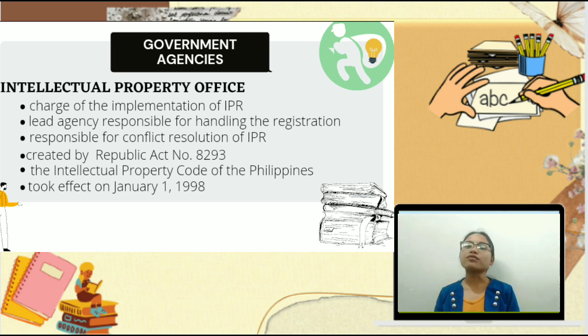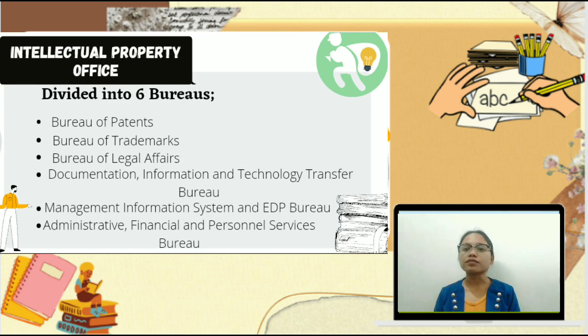The agency of the government in charge of the implementation of the Intellectual Property Code is the Intellectual Property Office, which replaced the Bureau of Patents, Trademarks, and Technology Transfer. The Intellectual Property Office is divided into 6 bureaus, namely the Bureau of Patents, the Bureau of Trademarks, the Bureau of Legal Affairs, Documentation, Information and Technology Transfer Bureau, Management Information System and EDP Bureau, and the Administrative, Financial and Personnel Services Bureau.